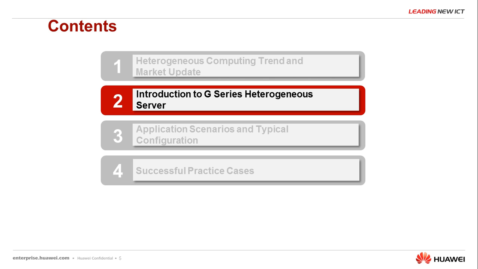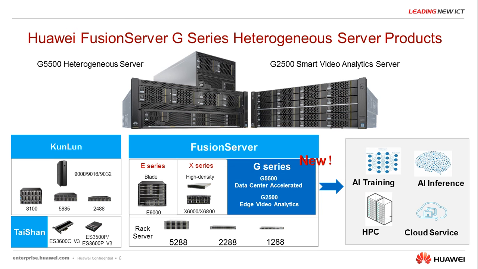Now let's move on to the Huawei G-Series heterogeneous servers. Huawei G-Series heterogeneous computing platforms are the product portfolio of Huawei's new generation heterogeneous servers, including the G5500, a data center-oriented heterogeneous server, and the G2500, a smart video analytics server, which is used in scenarios such as AI training, AI inference, HPC, and cloud services.